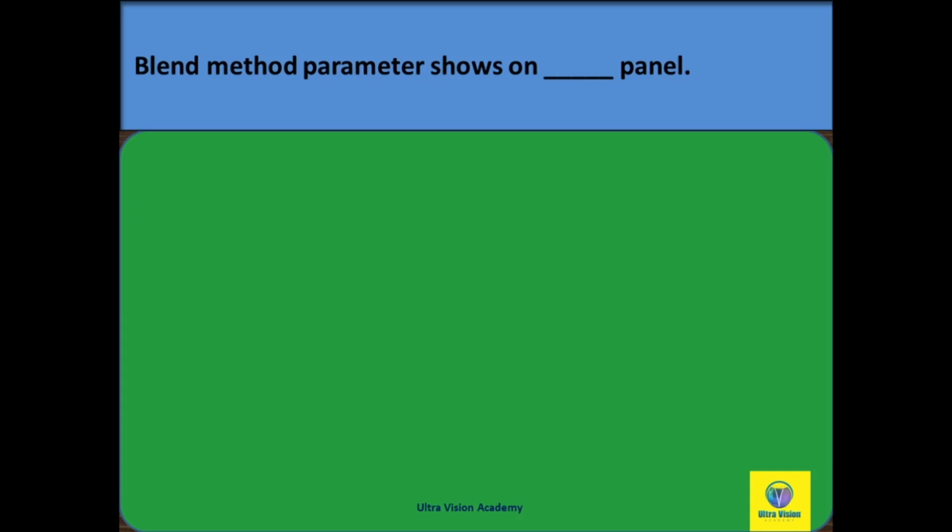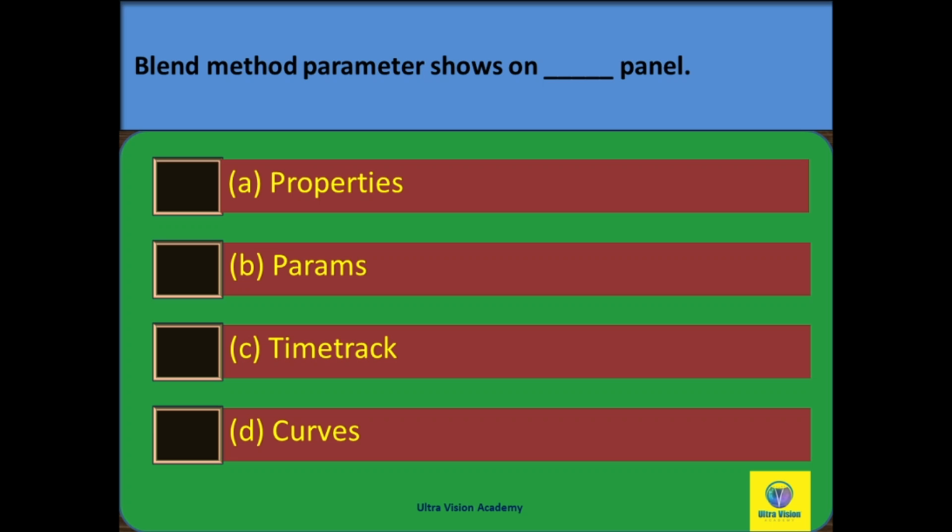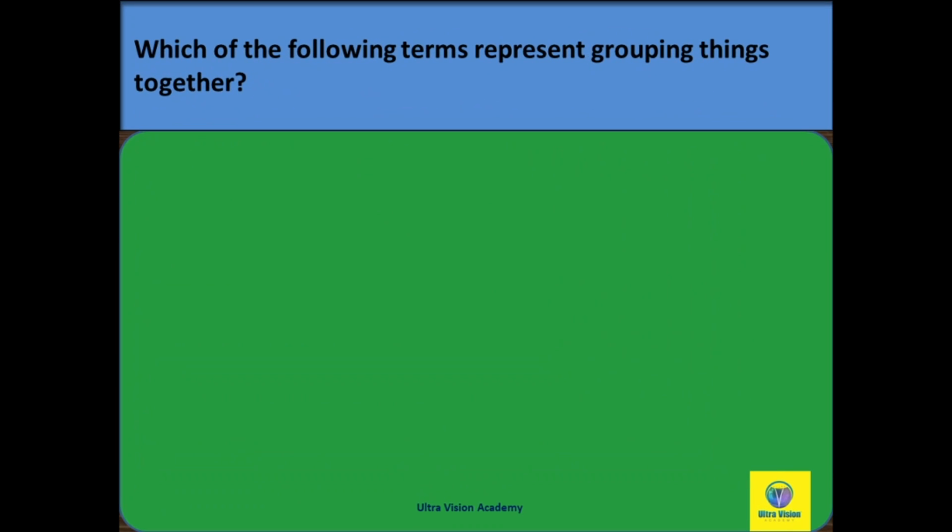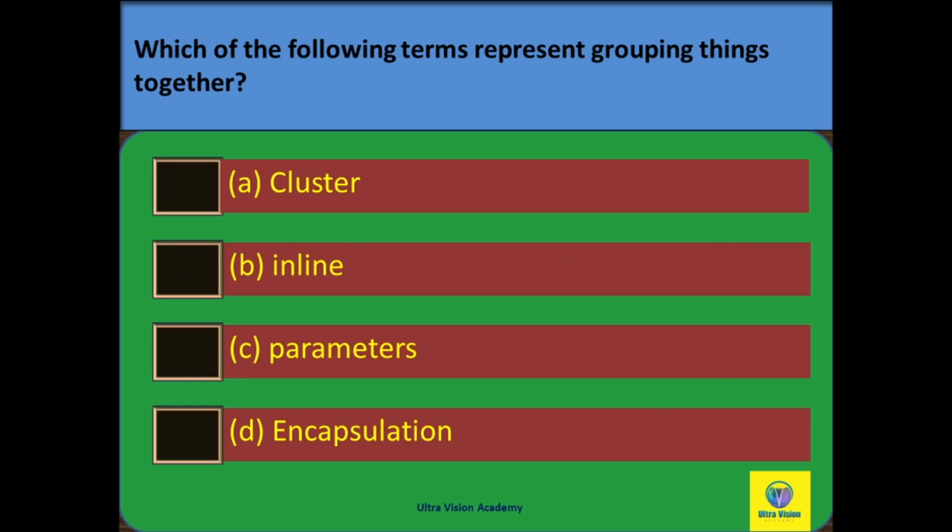Blend method parameter shows on dash panel. The options are properties, params, time track and curves, and the answer is B, params panel. Which of the following terms represent grouping things together? Options are cluster, inline, parameters or encapsulation. The correct answer is encapsulation.